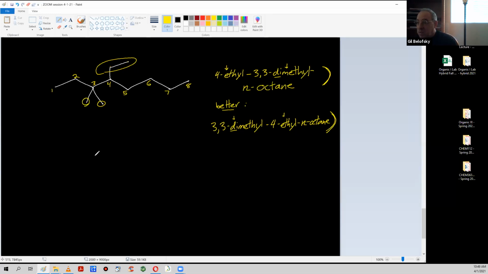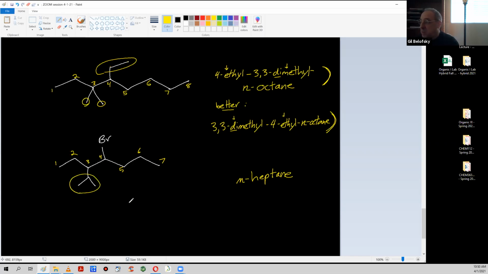And so, just in the minute remaining, let's do one more little thing here. Let's do this. Okay, so what would this be named? 1, 2, 3, 4, 5, 6, 7. So it's a heptane. An N-heptane is the longest chain. You have a bromine at 4, an isopropyl group from above at 3. So I would call this 4-bromo. If it's a bromine, it's bromo. 3-isopropyl N-heptane.